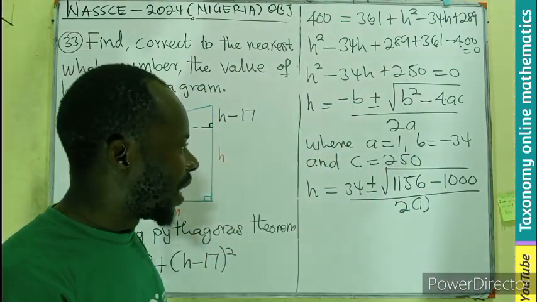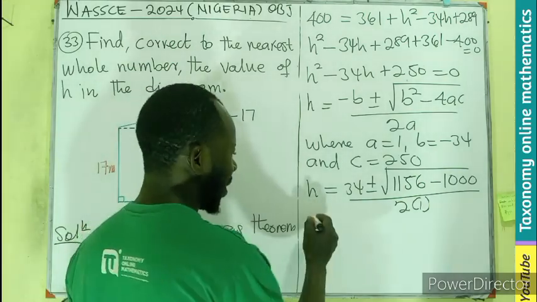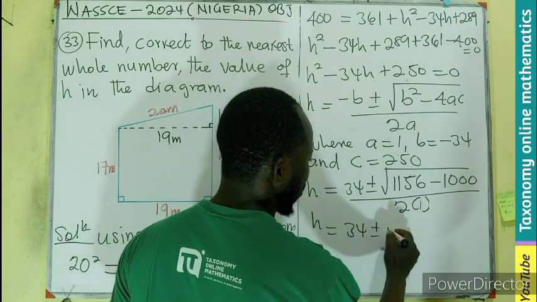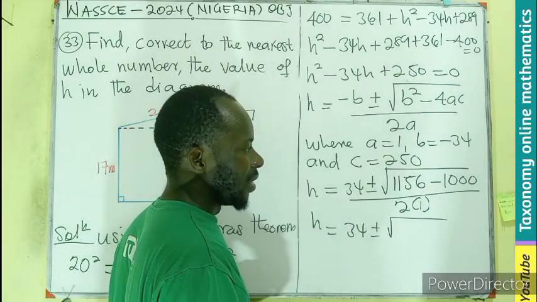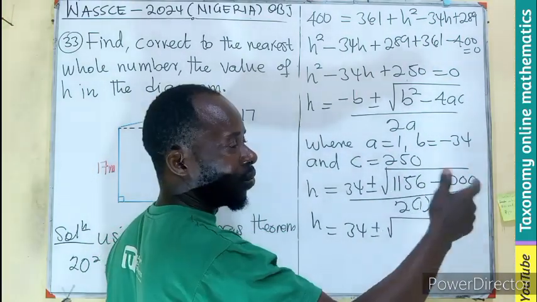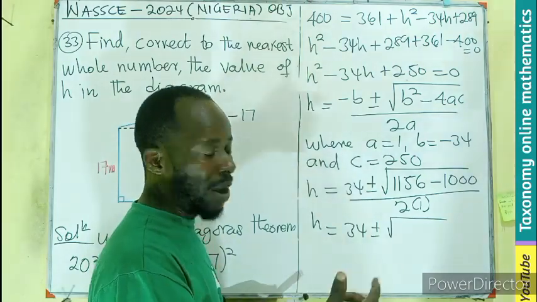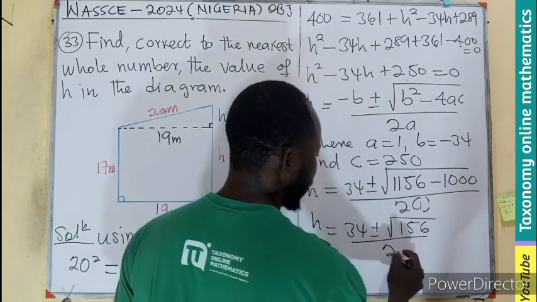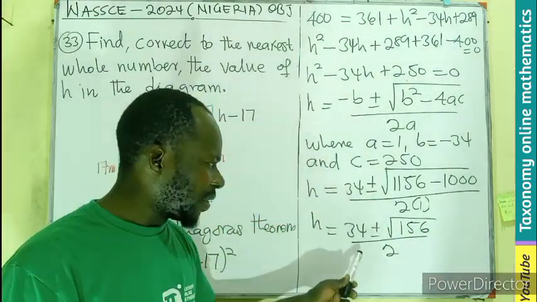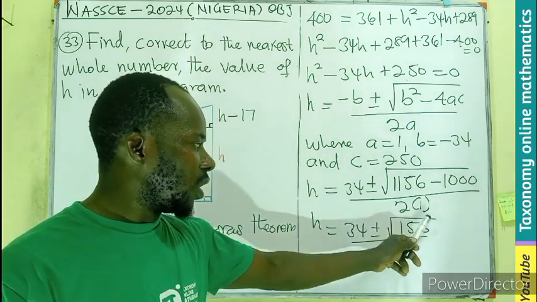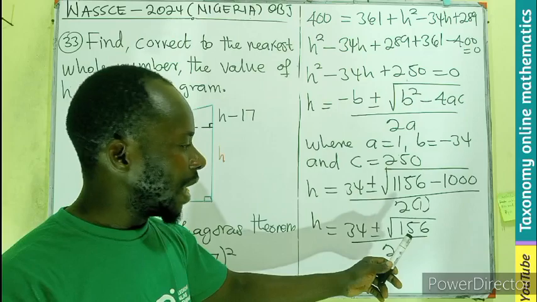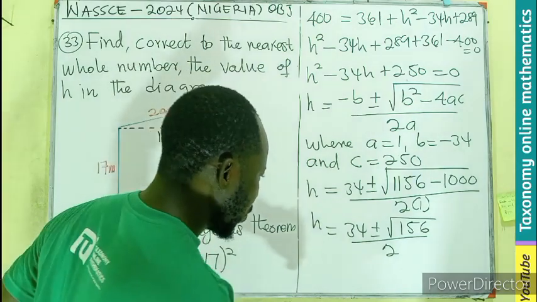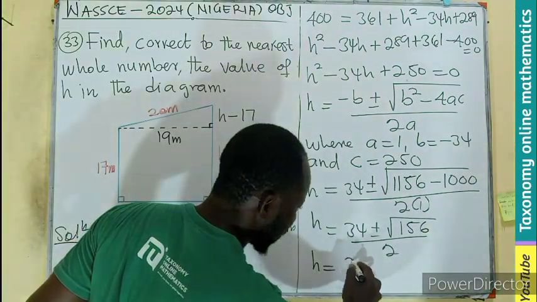So that is it. So let's compute the one under the square root sign and see. Our h will be equal to 34 plus or minus the square root of 1,000. This is 1,156. So 1,156 minus 1,000, you will be left with only 156 divided by 2. We can split this by having 34 over 2. The whole of this will also be like 4 times 39. So we are going to have 2 root 39 divided by 2. The 2 will cancel.